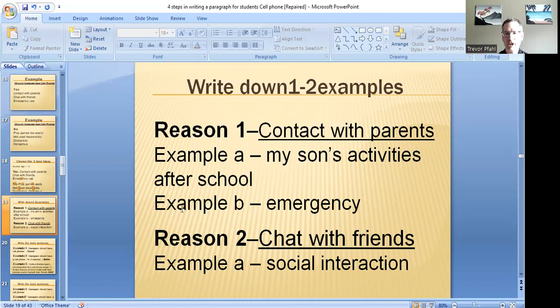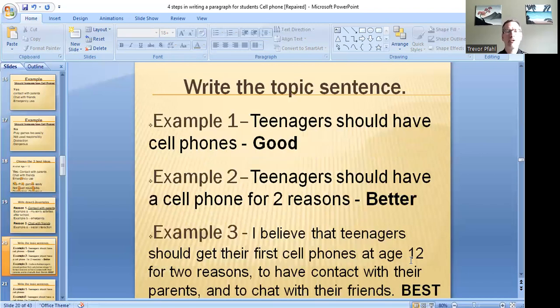With reason two, chatting with friends, we know that teens socialize and are developing their social skills. Having a cell phone gives them a chance to chat or text with their friends. Okay, so let's pause at this point and look at what a good topic sentence is.